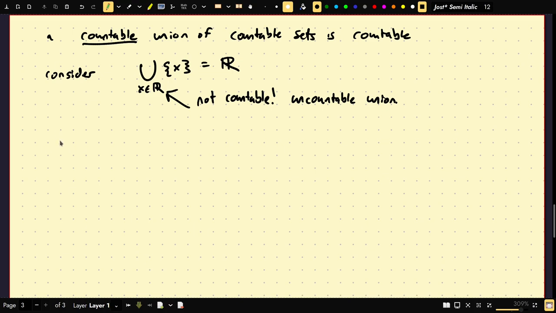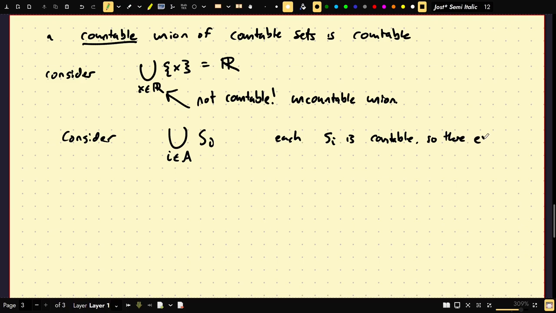Let's say this way. Consider the union over i in a set A of S_i. So A is countable, and each S_i is countable. So there exists f_i, which maps S_i to the integers in a 1-to-1 form. It's 1-to-1. And A is countable as well.